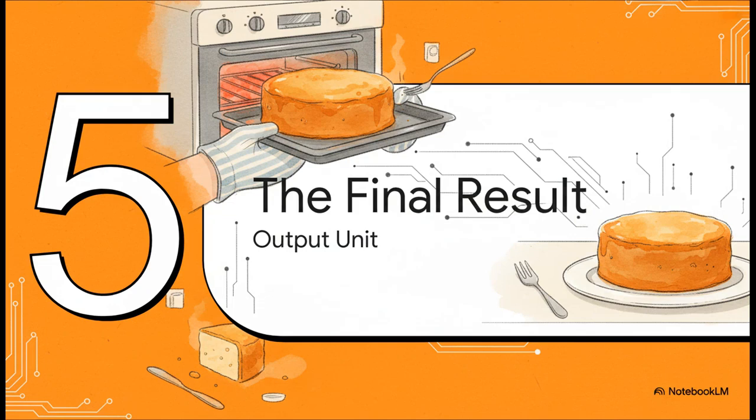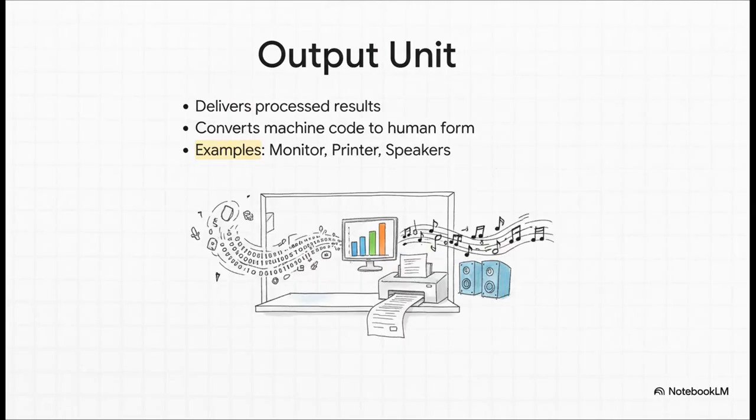Okay, so the ingredients have been gathered, they've been prepped, mixed, and baked. The cake is ready. Now we just need to get it out of the oven and onto a plate so we can actually use it. And that is the job of the output unit. Devices like your monitor, your printer, or your speakers, they take that finished product from the chef and turn it back into a form that we humans can understand. They serve it up to us as text, pictures, or sound. It is the final and maybe most important step in the whole process.